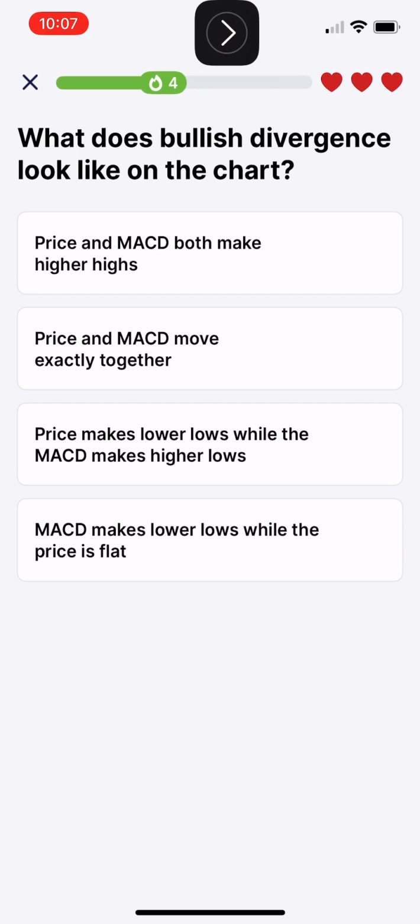Four. What does bullish divergence look like on the chart? Price and MACD both make higher highs. Price and MACD move exactly together. Price makes lower lows while the MACD makes higher lows. MACD makes lower lows while the price is flat.